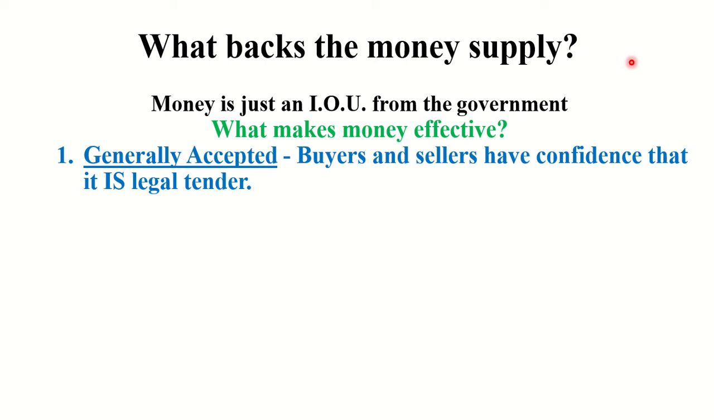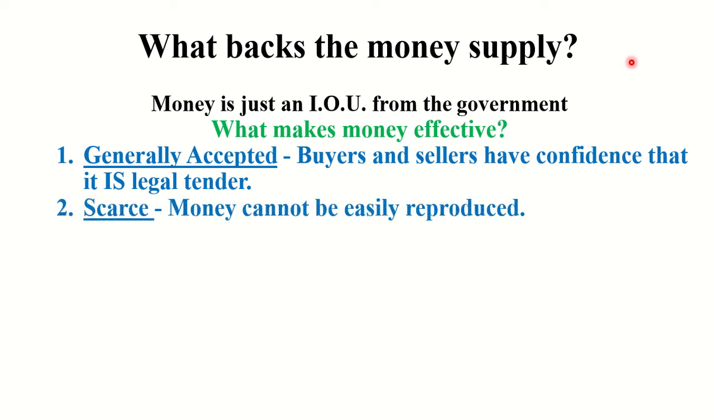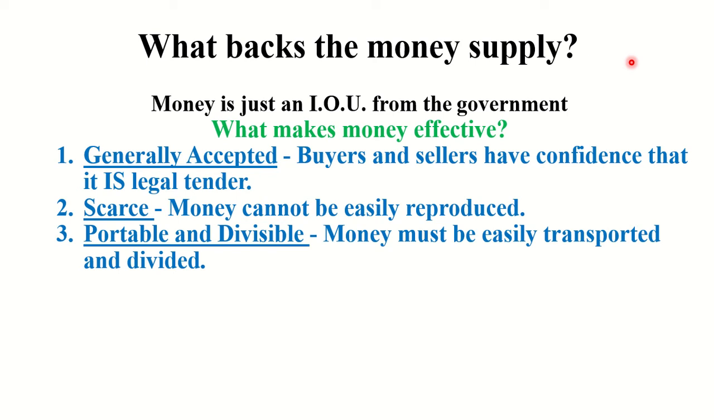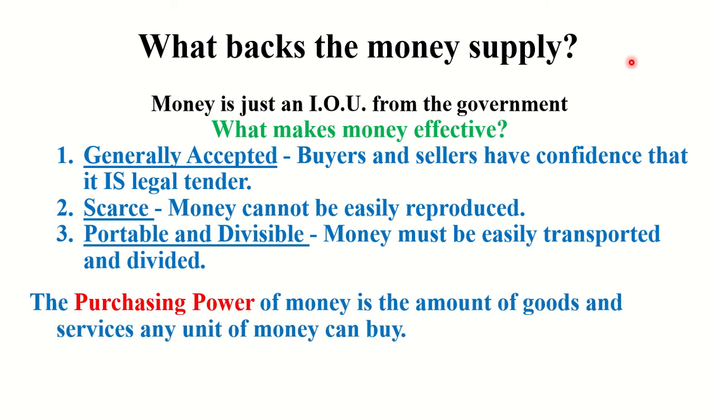One, it's accepted. You go into a store and you give somebody dollar bills, they will take it, right? It's scarce. You can't easily reproduce it. That's a good thing, right? And it's divisible, it's portable, right? Money can be transported, it can be divided, it can be stored, it can do all those types of things, right? The purchasing power of money is the amount of goods and services any unit of money can buy, right? And that's going to fluctuate, right? We already talked a little bit about inflation in our previous videos. And so inflation will affect the purchasing power of money.